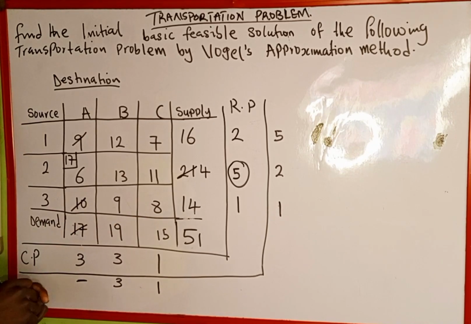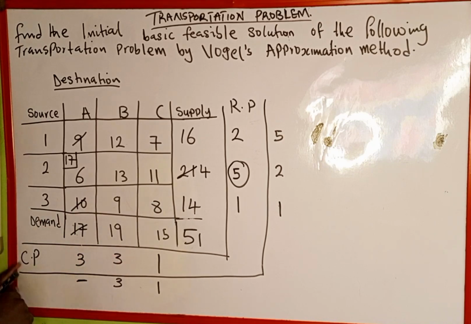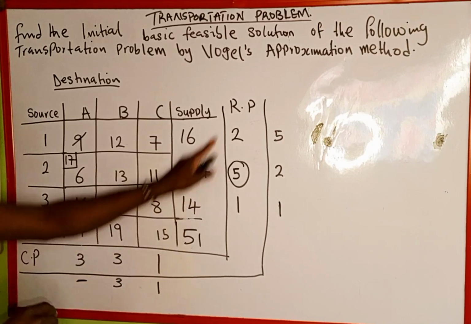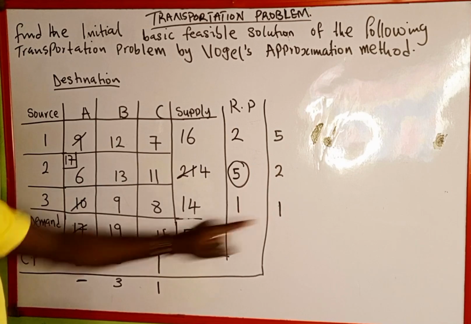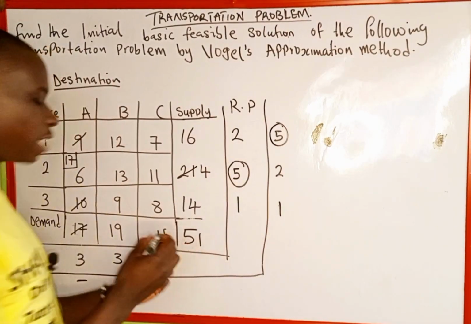So we do the same thing. Then we find the maximum row or column penalty. The column penalties are 3 and 1, then the row penalties are 5, 2, and 1. So what is the maximum? The maximum here is also 5. Then we circle this 5.